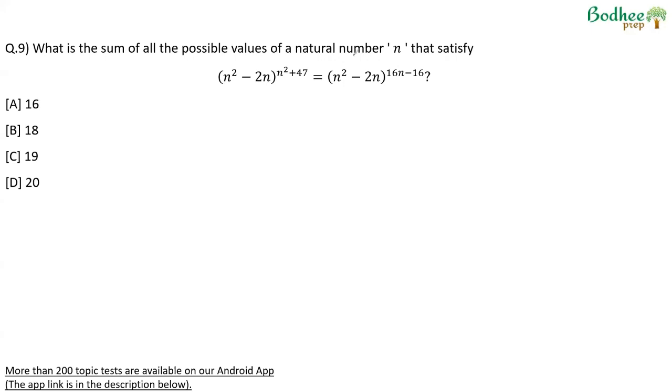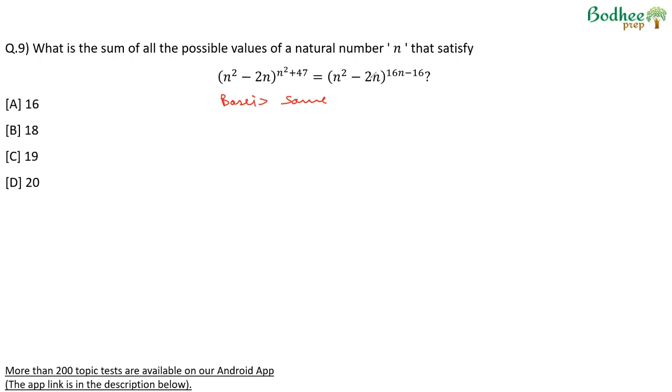What is the sum of all possible values of a natural number n that satisfy (n square minus 2n) raised to power (n square plus 47) is equal to (n square minus 2n) raised to power (16n minus 16)? The first possibility is that the base is the same, in which case the power has to be the same as well.